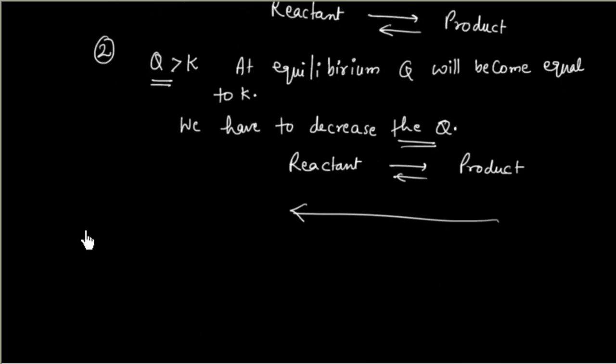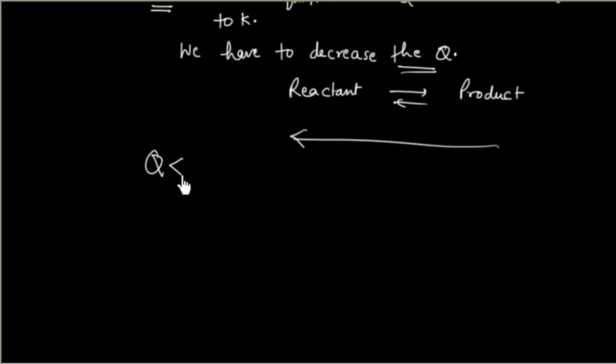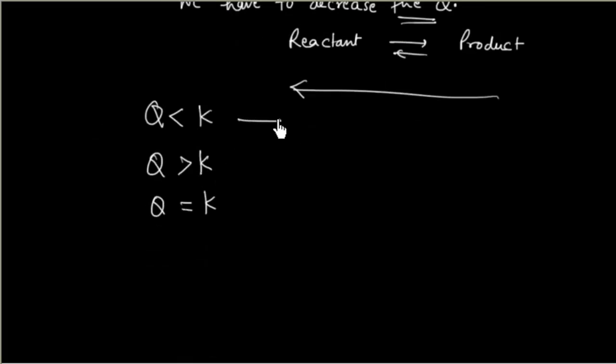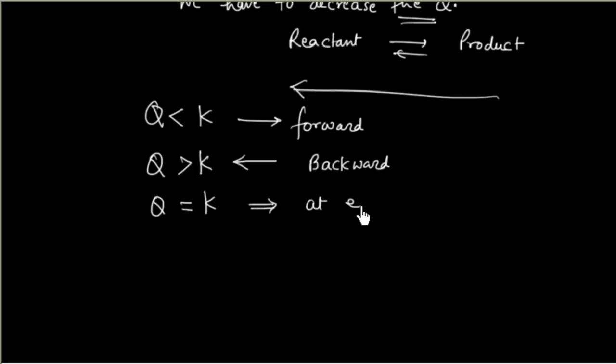So now let us remember these conditions. We have Q less than K, Q greater than K, and Q equals K. When Q is less than K, the reaction will go in the forward direction. Q greater than K, the reaction will go in the backward direction. And in this case the reaction is at equilibrium.